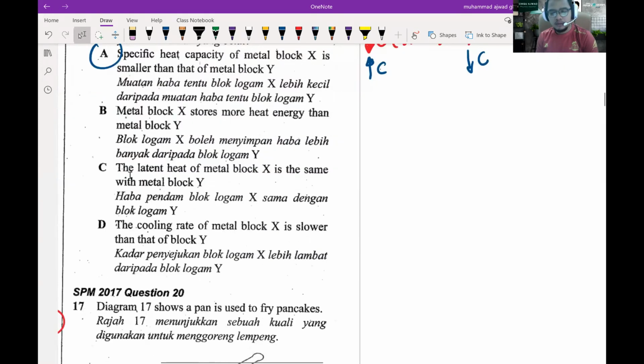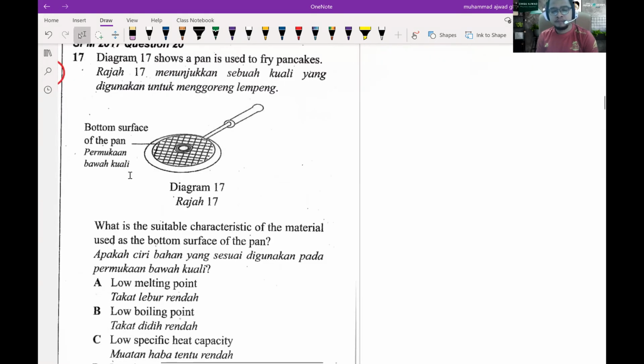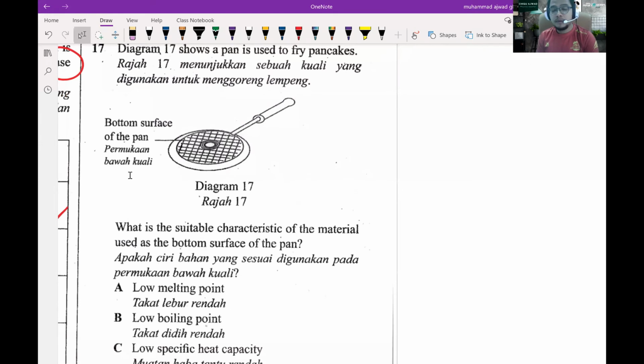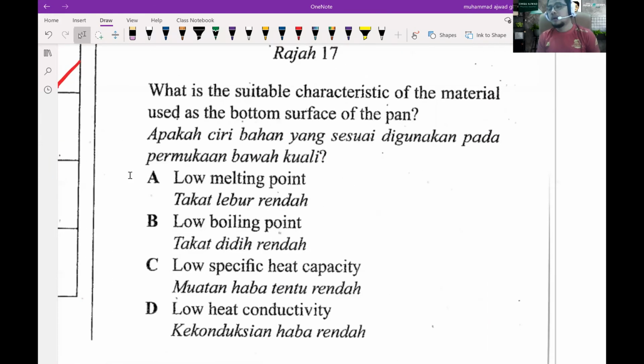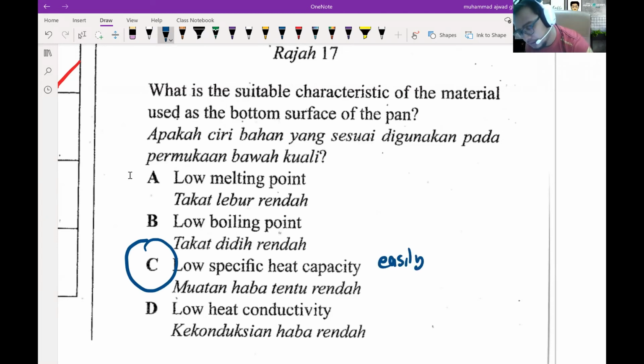Right. So next one. Bottom surface of pen. Okay, nak ambil yang mana? What is the suitable characteristic of material used as the bottom surface of pen? Low specific heat capacity, easily heat up. Theta will be higher.